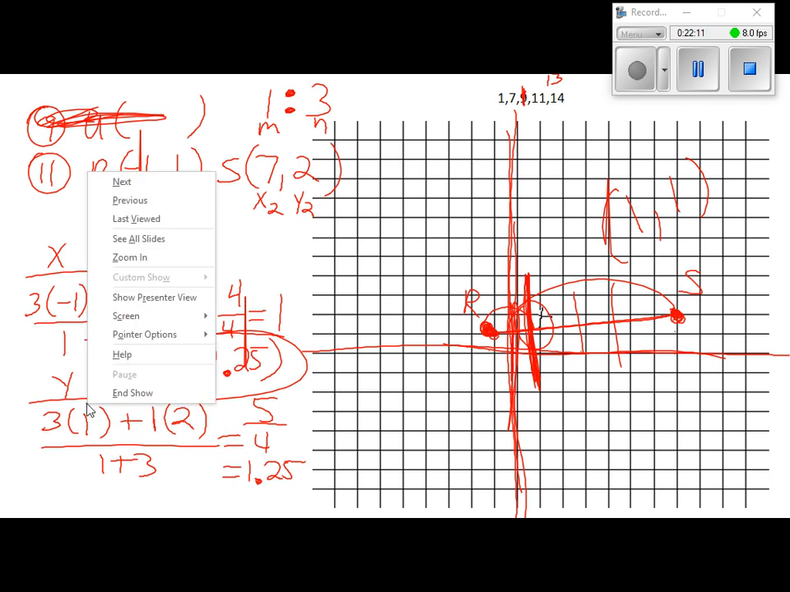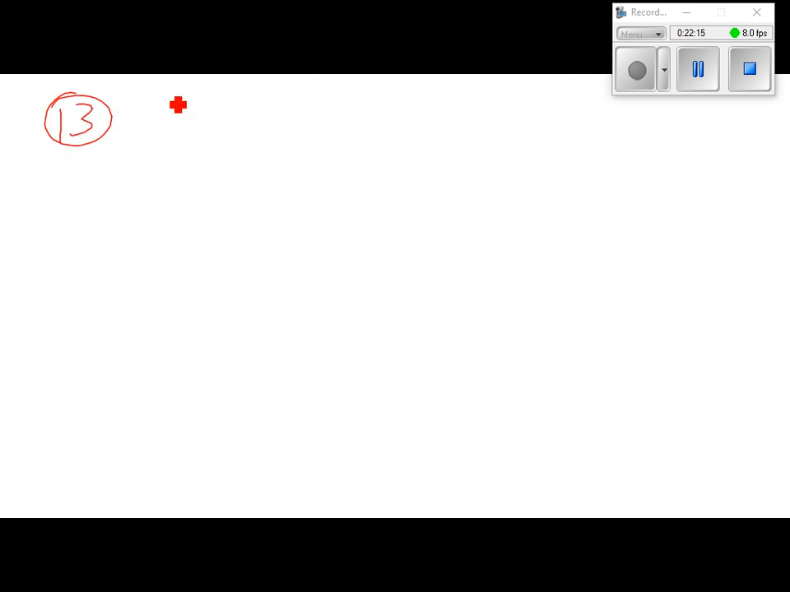All right. Find point E on line UV such that the ratio of UE to EV is 3:4. That's a colon, right? So you have 3 parts compared to 4 parts, right? What's point U? It's 2, negative 4. V? 4, 3.